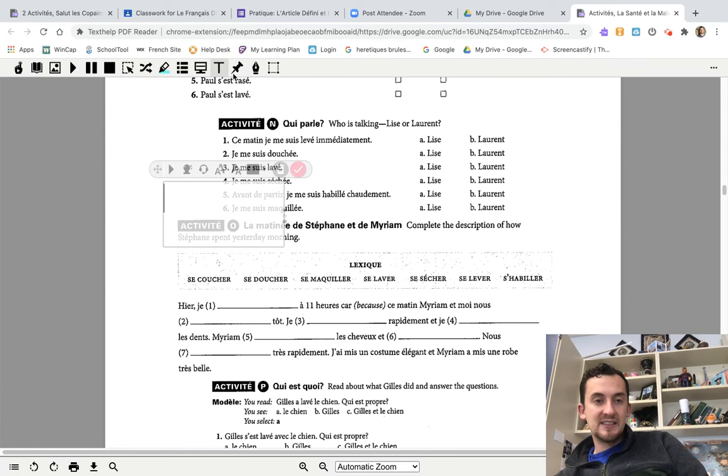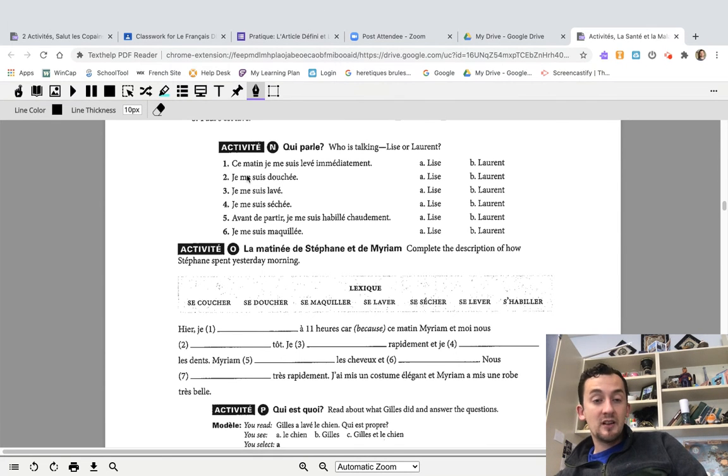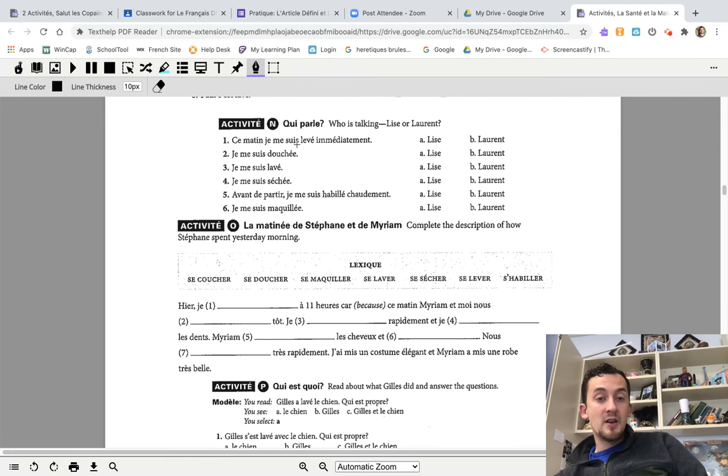How do we know if it's Lise or Laurent? Look at the past participle. Remember, I've told you, past participles are not verbs. They do represent the action of the verb, but they're not verbs. Suis is the verb. D'accord?